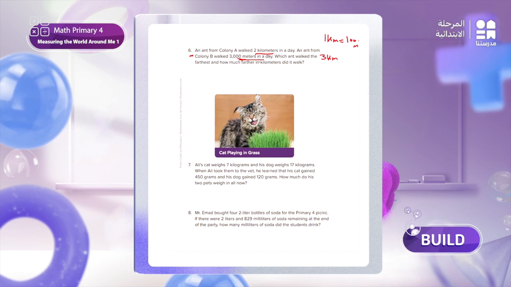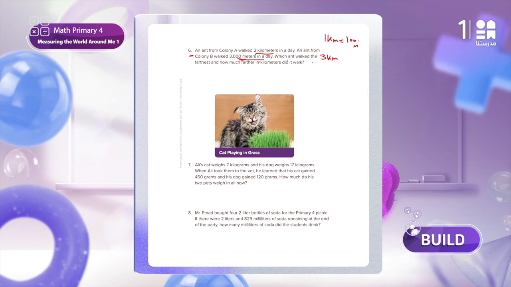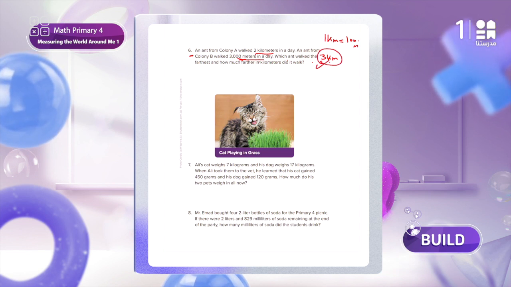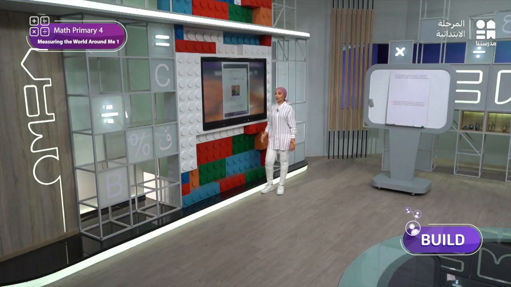So by comparing it yes يبقى السؤال بيقول لي which ant walked the farthest؟ مين بيمشي أسرع؟ Yes of course colony B أو the ant from colony B is the farthest from the ant in colony A. Now we find that it walked a longer distance.